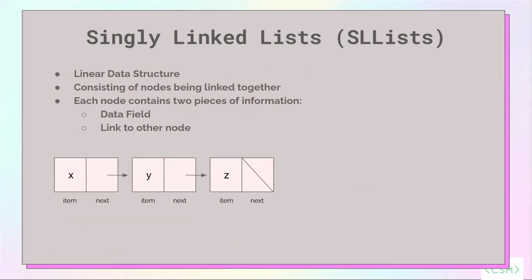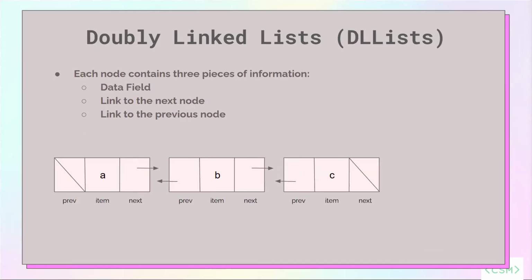And then we can go to the singly linked list. It's a linear data structure consisting of nodes being linked together. Each node contains 2 pieces of information, which is essentially the item and the next. And then here's the doubly linked list. Each node contains 3 pieces of information: the data field, a link to the next node, and a link to the previous node.